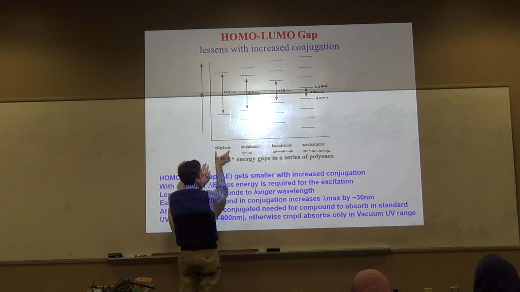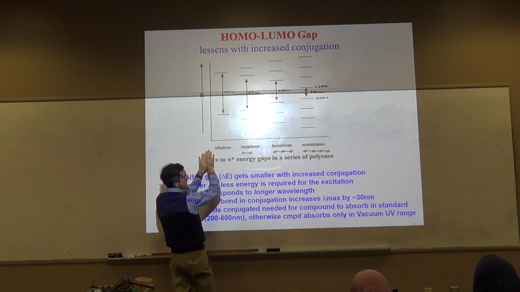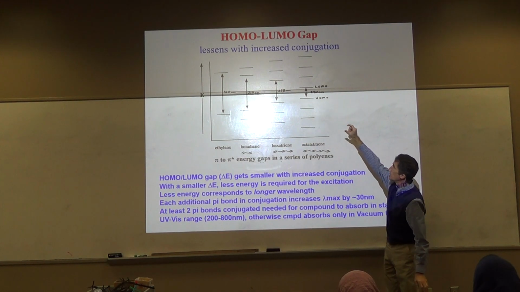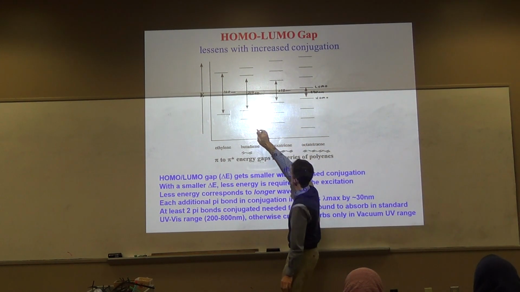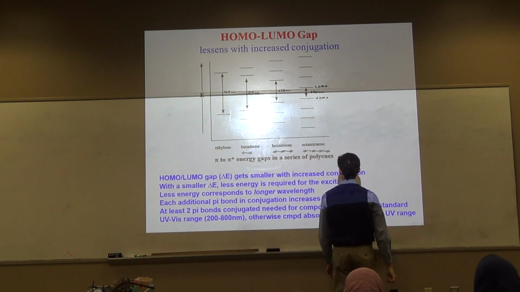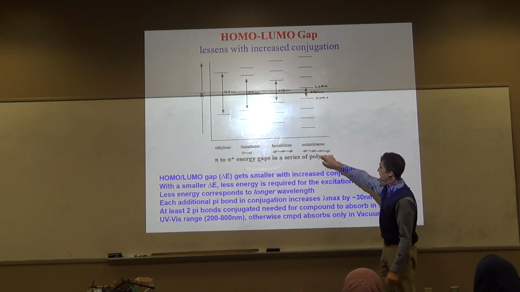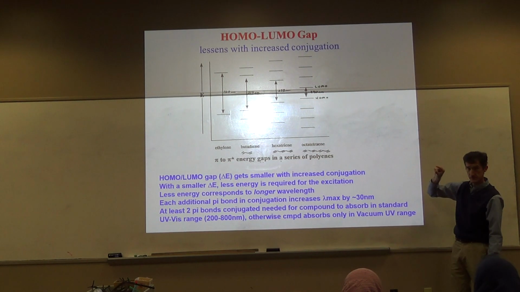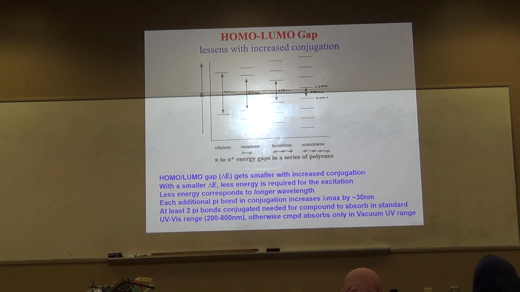start here. One double bond, 2 conjugated, 3 conjugated, 4 conjugated. It turns out that as you increase conjugation, the gap between the HOMO and LUMO gets smaller and smaller and smaller. Thus, less energy is required to go from HOMO to LUMO. That's 4 double bonds. What if we have 11 conjugated? The gap between the HOMO and LUMO is going to get real small.